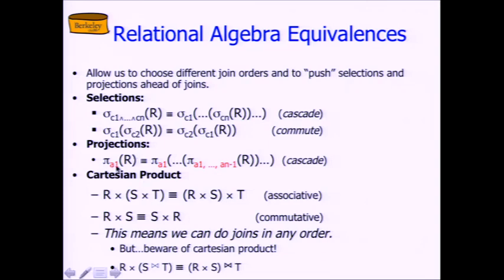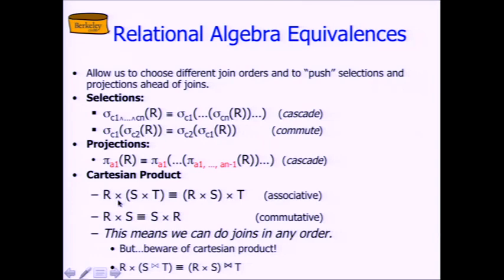So the projection of A1 on R is the same as a cascade of projections where they're increasingly bigger on the interior. So look what happened here. We threw away AN, and then we threw away AN minus 1 and AN minus 2 until we were left with just A1. So actually, you can always throw away more columns later, is the way to think about that with projection cascade. Now, importantly for query optimization, Cartesian product is associative and commutative.